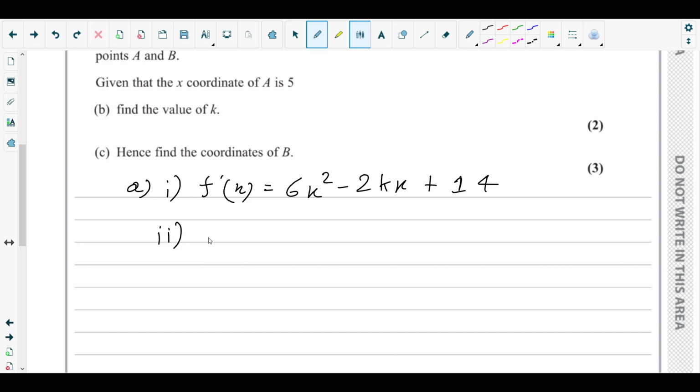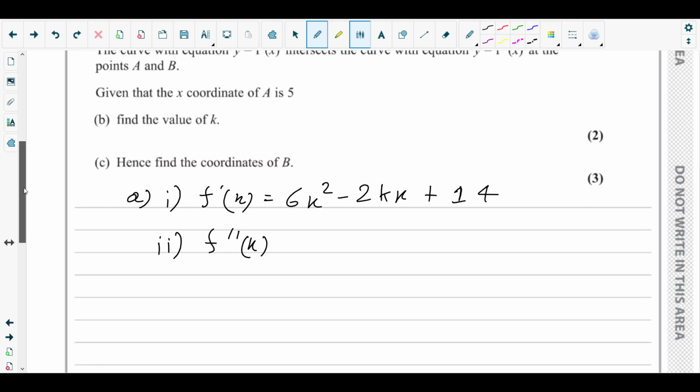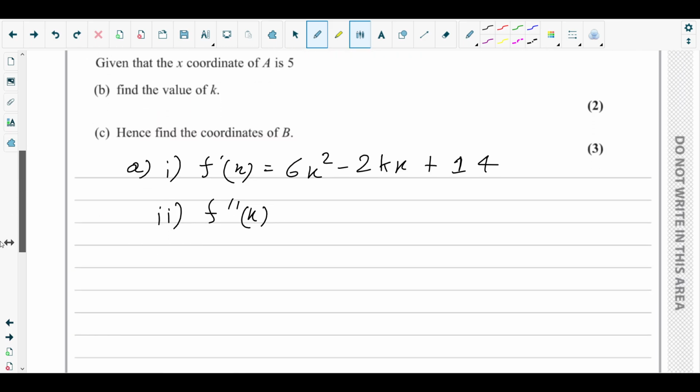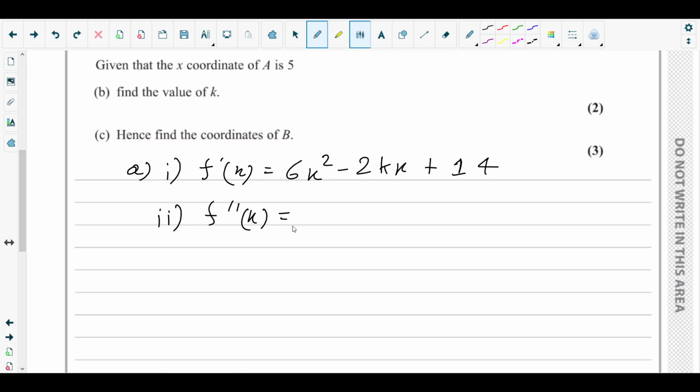Now for part 2, we need the second derivative of f of x, that is f double dash x, the derivative of f dash x. If you want to find f double dash x, the second derivative, just differentiate f dash x. That means differentiating the function twice, you will get f double dash x.